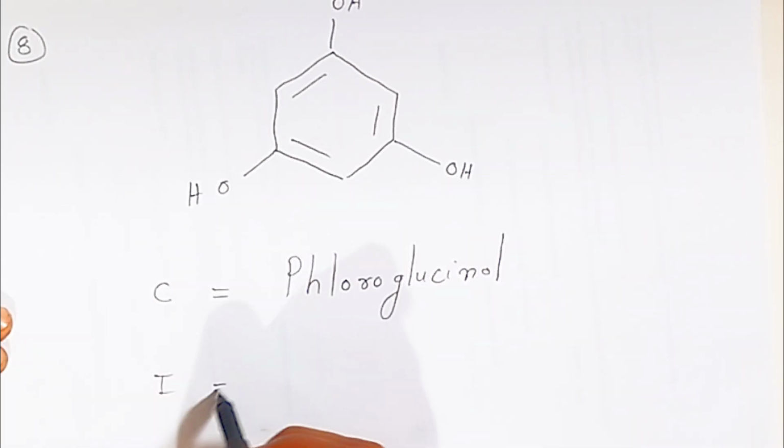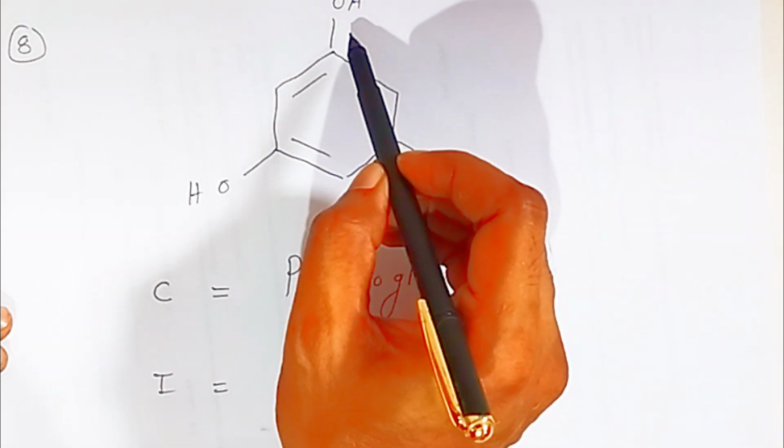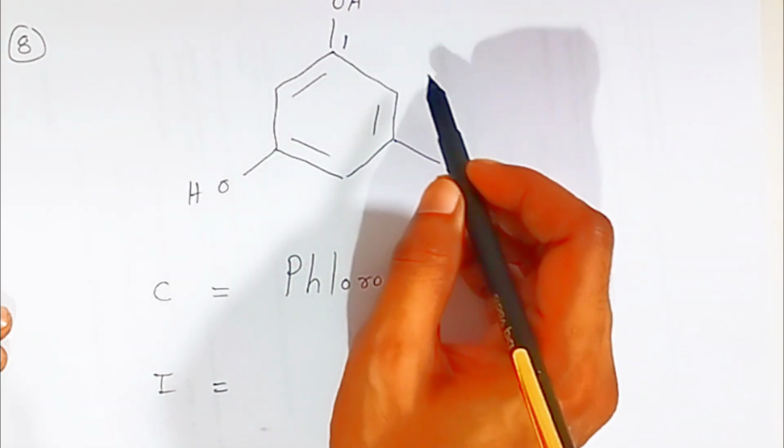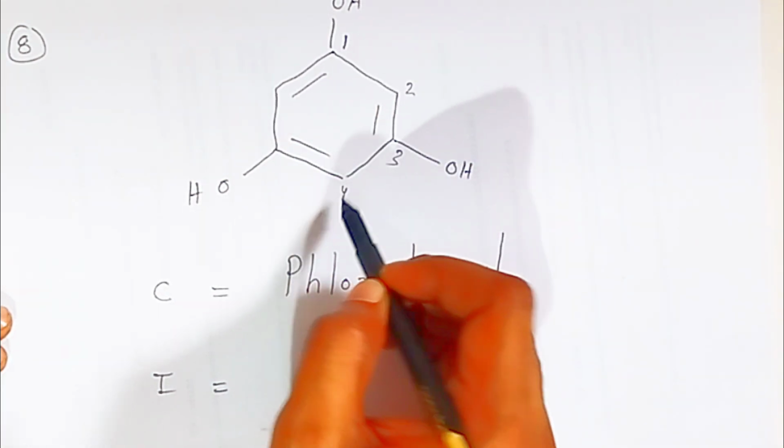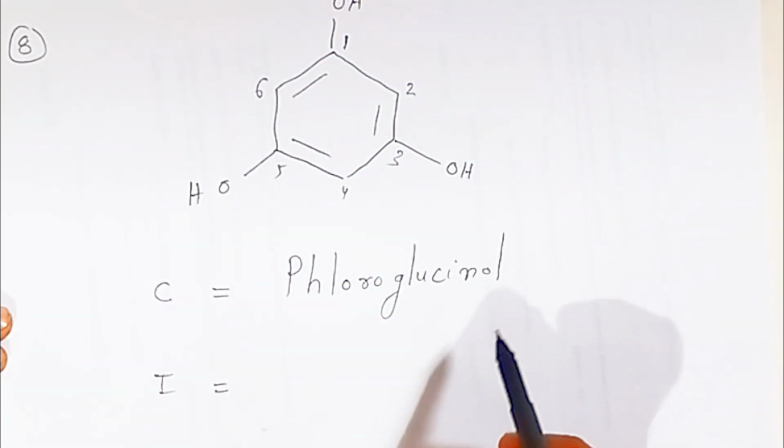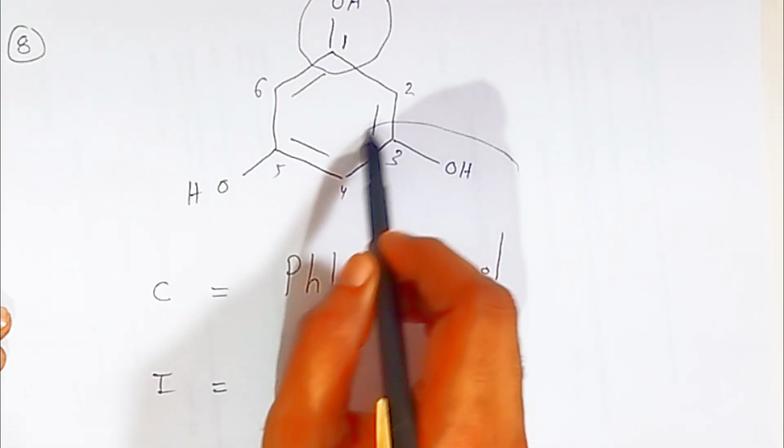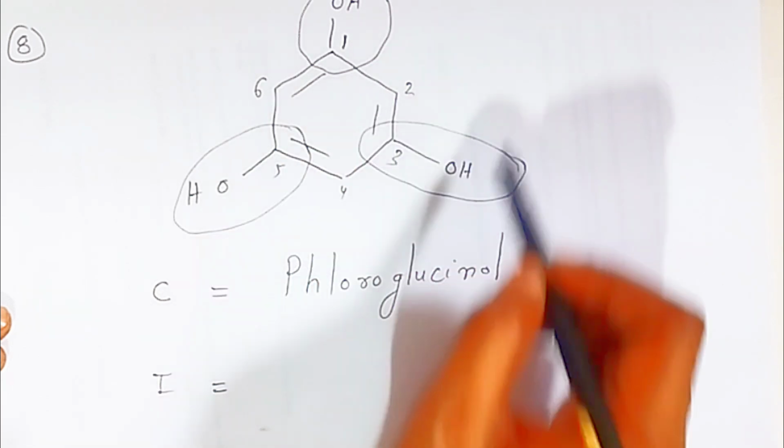Now students, what will be the common name? For that you have to start the numbering. You have to give numbers to this benzene ring. Suppose you start from here: 1, 2, 3, 4, 5, 6. Benzene has 6 carbons, students. At carbon number 1, carbon number 3 and carbon number 5 you have 3 hydroxyl groups.